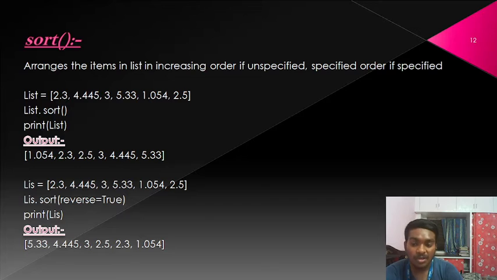Now in another example, we give the same list: 2.3, 4.445, 3, 5.33, 1.054, 2.5. List dot sort, reverse is equal to true. Now we are specifying an order. We need the reverse order of the list, so print list. Reverse means it will print the descending order. We are asking the sort method to print the list in reverse order. As we can see, the output is 5.33, 4.445, 3, 2.5, 2.3, 1.054.